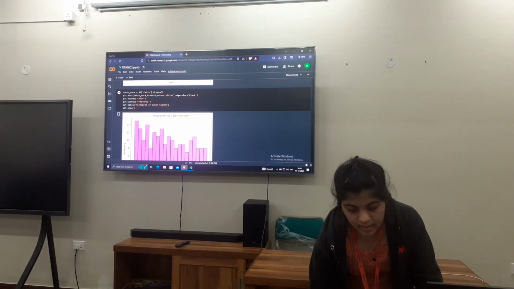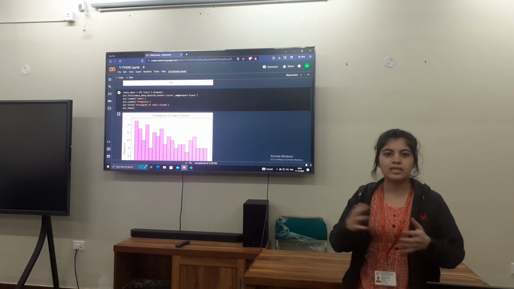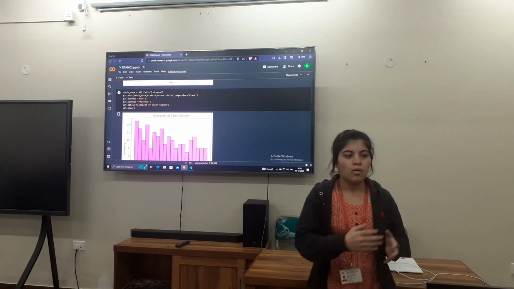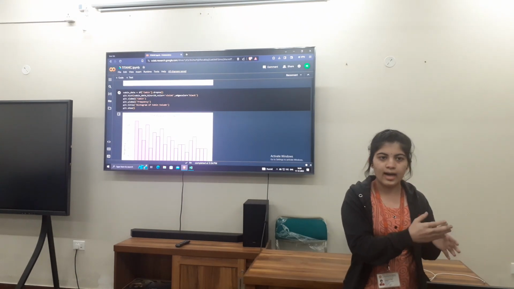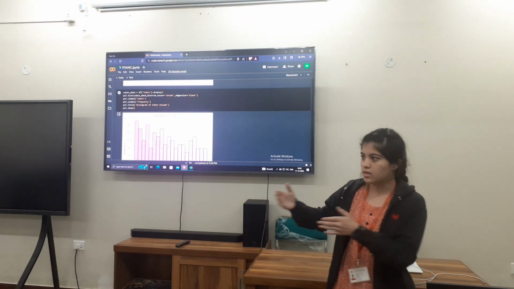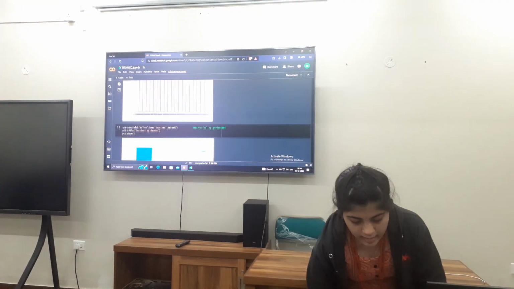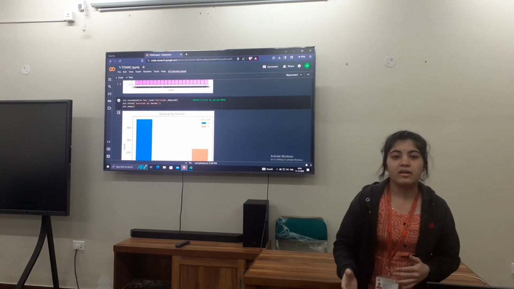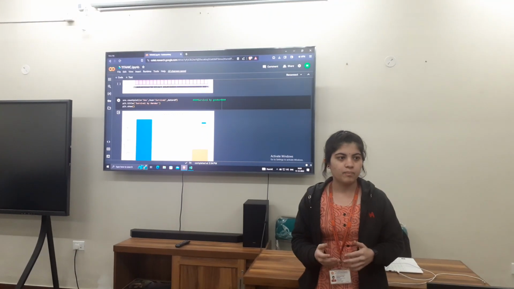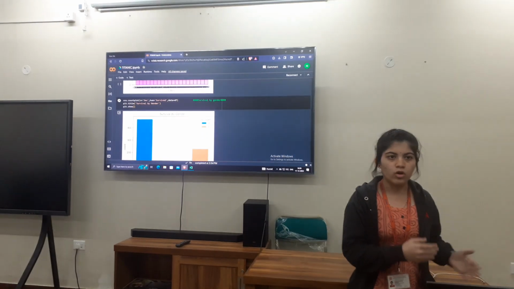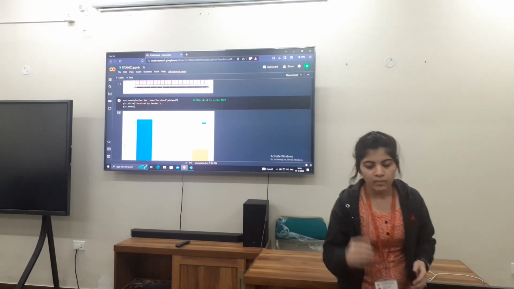The next represents the histogram of the cabin column. I can use this to check whether this cabin column had the highest survival rates. And then the next was about survival by gender, where we can check whether males survived more or whether females survived more.